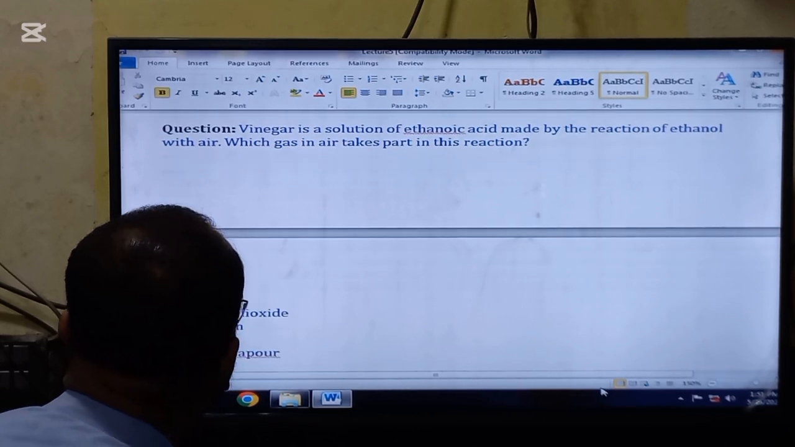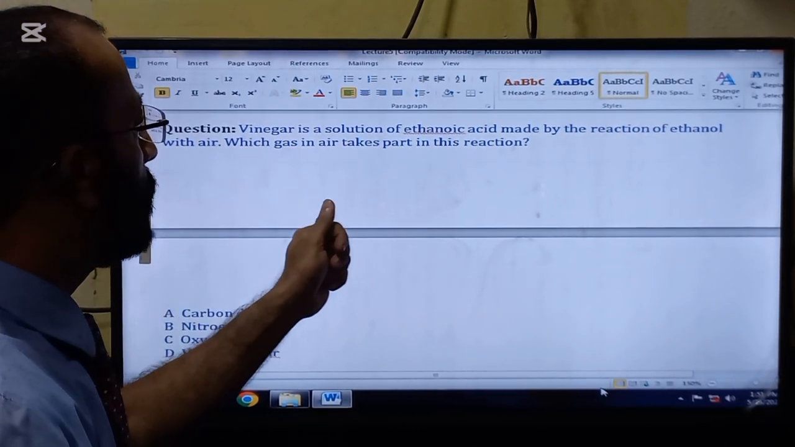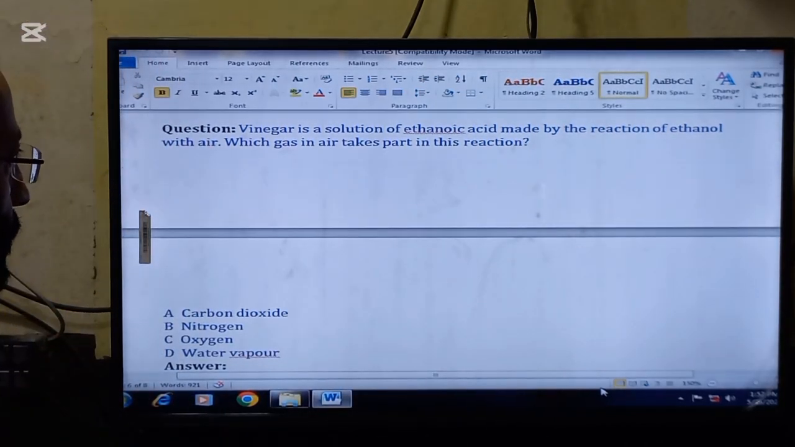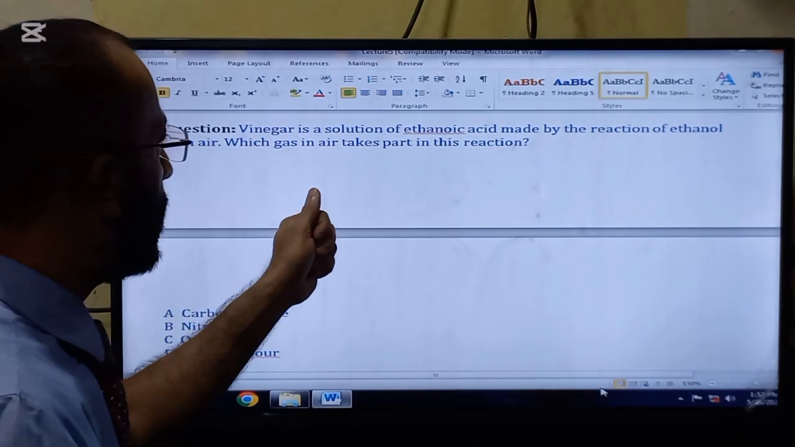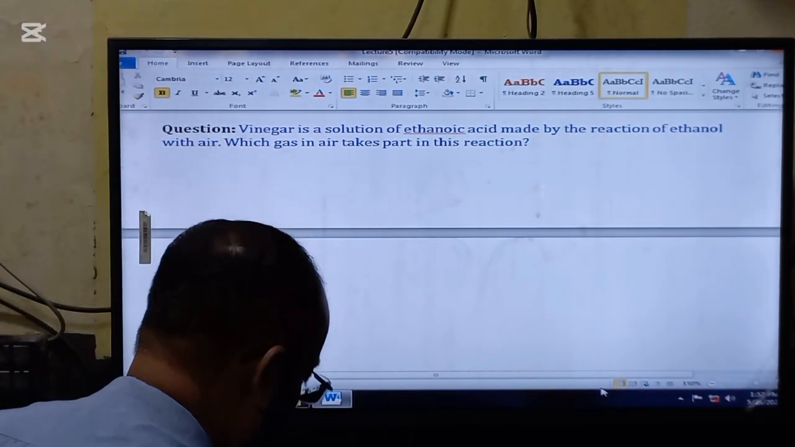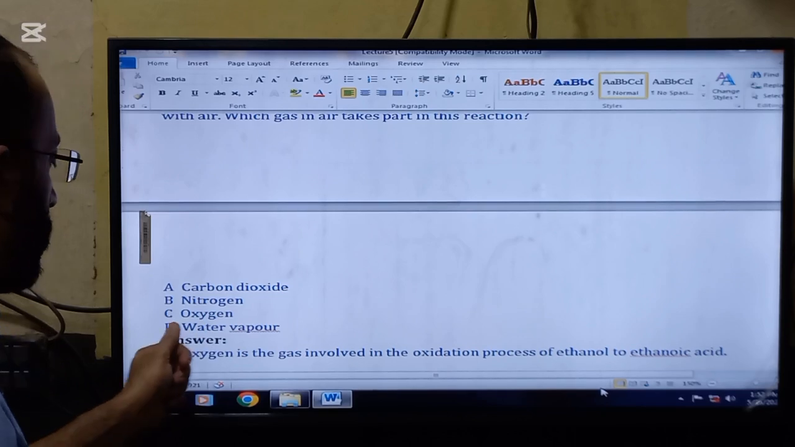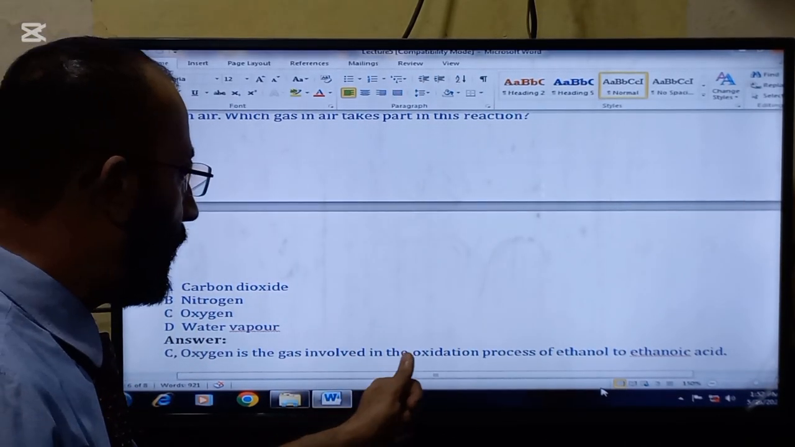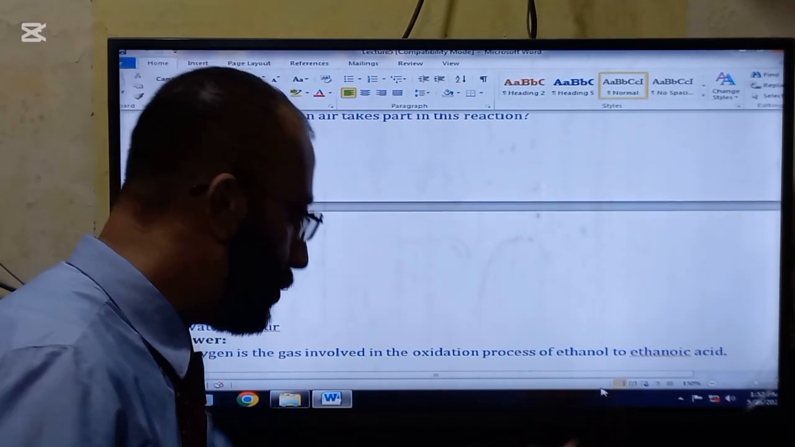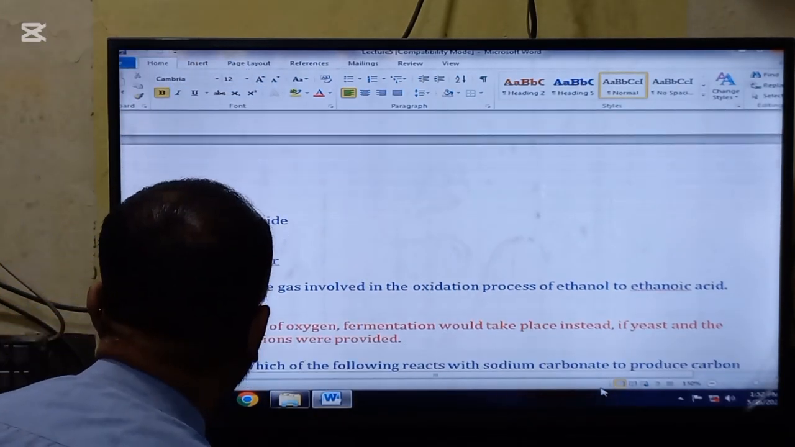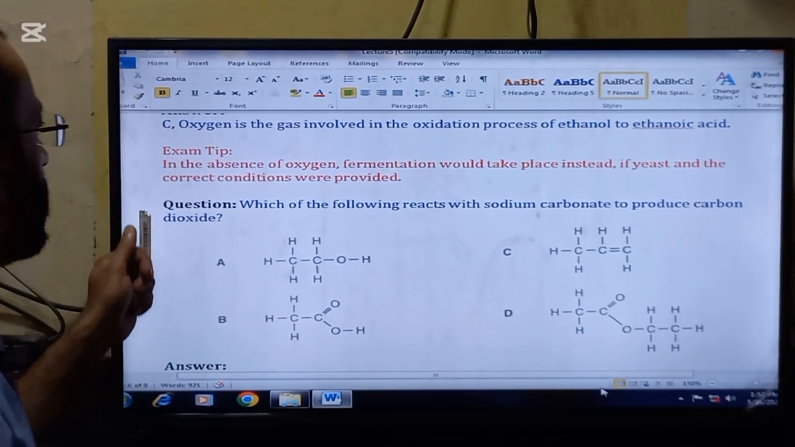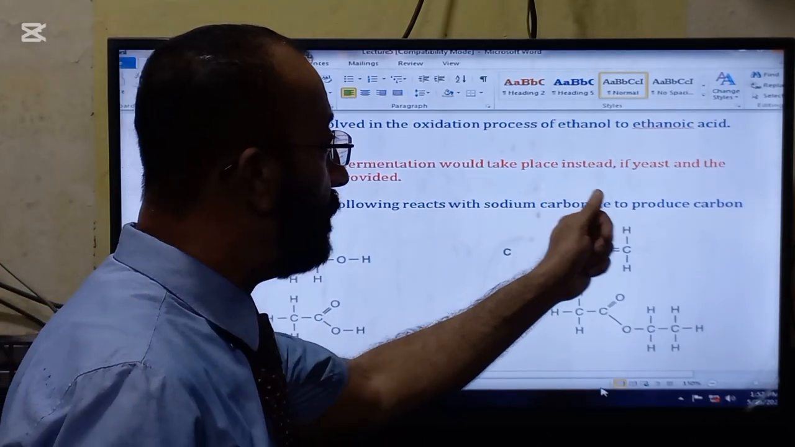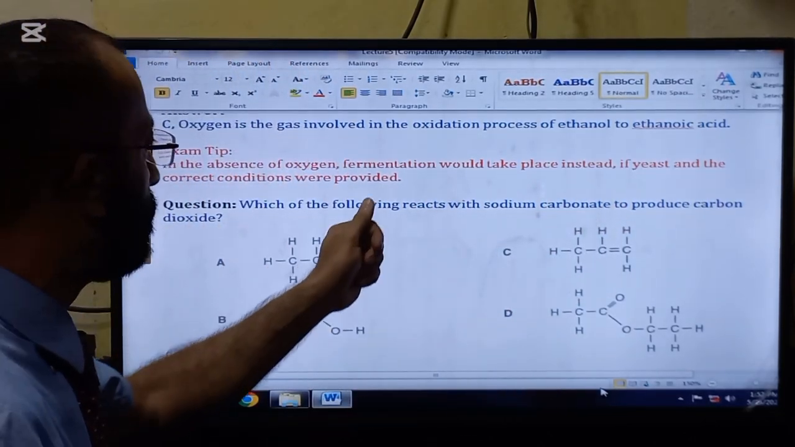And other question is here. Vinegar is a solution of ethanoic acid made by the reaction of the ethanol with water. Which gas in air takes part in this reaction? Answer is oxygen gas. Oxygen is the gas involved in the oxidation process of ethanol to ethanoic acid. Exam tip is, in the absence of the oxygen, fermentation would take place instead if yeast and the correct conditions were provided.